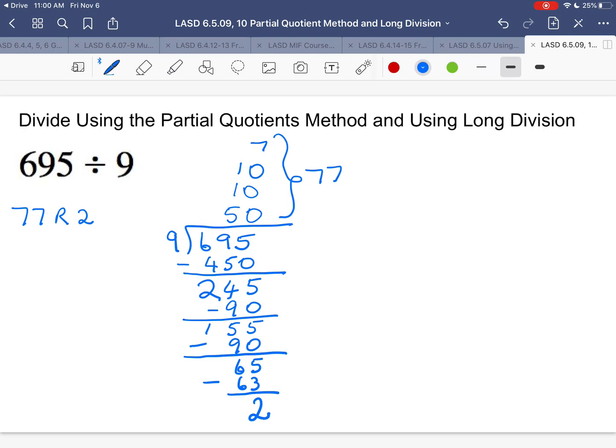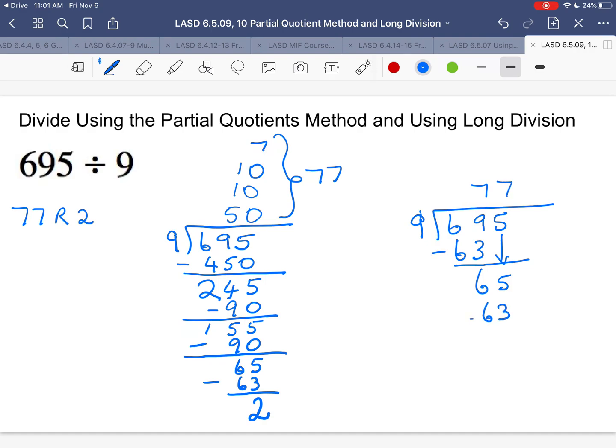Now let's do the same problem with long division. So I have 9 into 695, and I can't divide 6 by 9, but I can divide 69. So 9 times 7 is 63. And I can bring down the 5. And 9 times 7 is 63 again. And I have 2. And I can't divide 2 by 9 and get a whole number. So again, I'm getting 77, remainder 2.